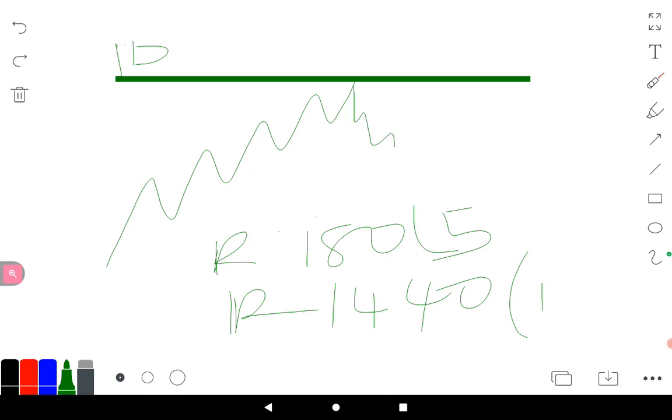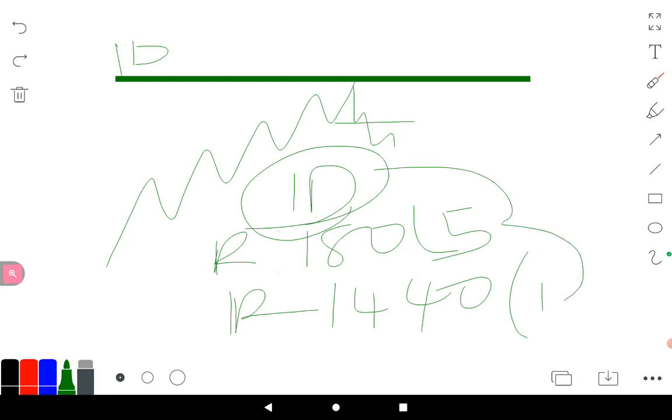Now this is if you are marking your zone on the daily time frame. On the daily time frame, you're going to use either 5 minutes or 1 minute for your setup. This is the change of character.